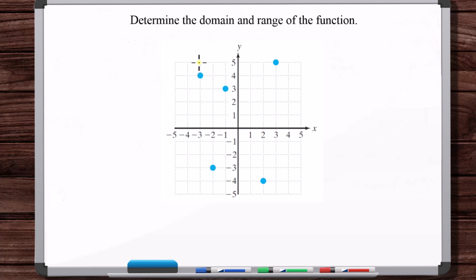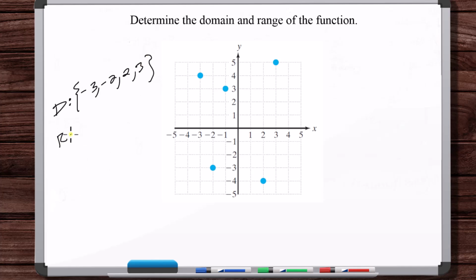Okay, so you've got, let's see, this is a function. We can see it passes the vertical line test, but what's the domain? So the domain is the set of numbers minus 3, minus 2, and yeah, you don't list duplicates as well. You don't list, it's all the possible inputs, not including duplicates. And then 2, and then 3. That's all the possible inputs.